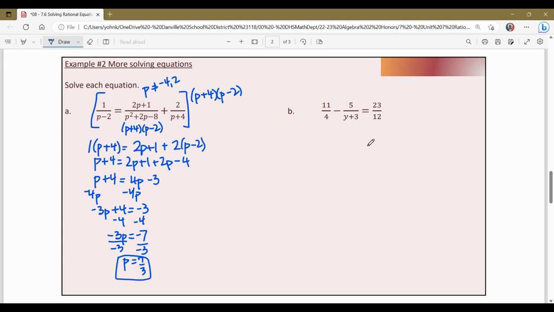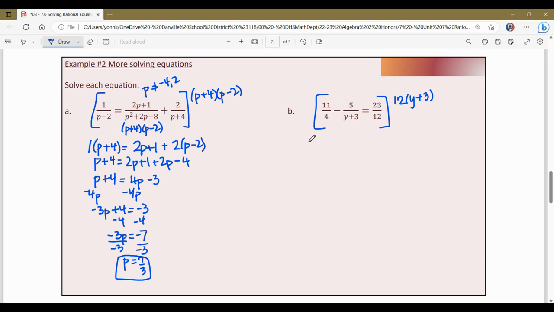All right, B. Well, no quadratics, so nothing to factor, no GCFs. Okay, so we got to figure out our LCD. Well, I need a 4 and a 12. Well, I can use 12. And then I need the y plus 3. Common denominator, 12 times the quantity y plus 3.